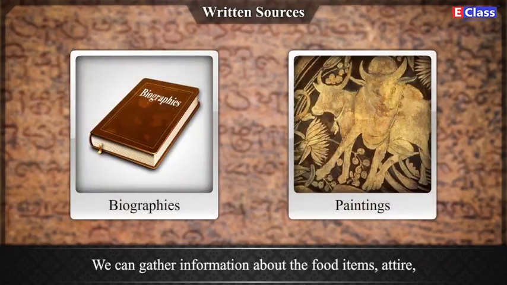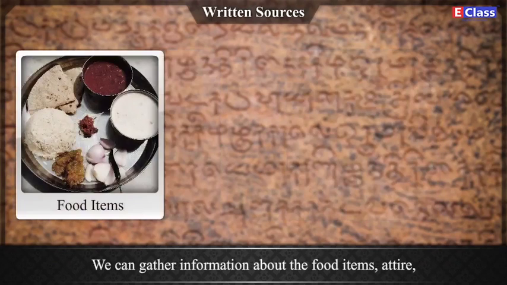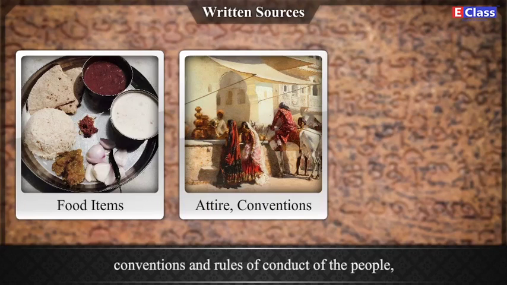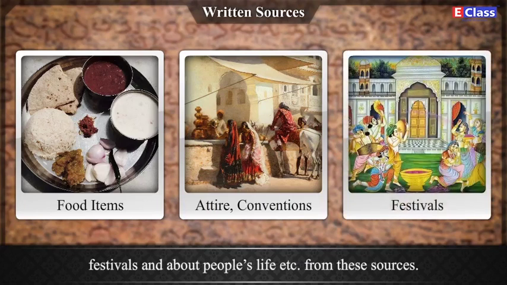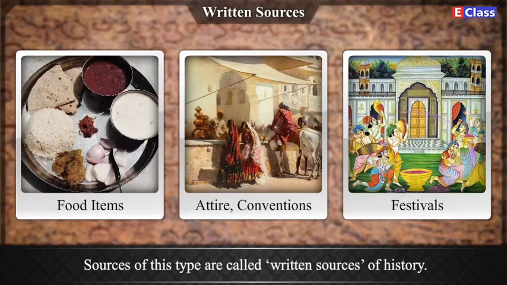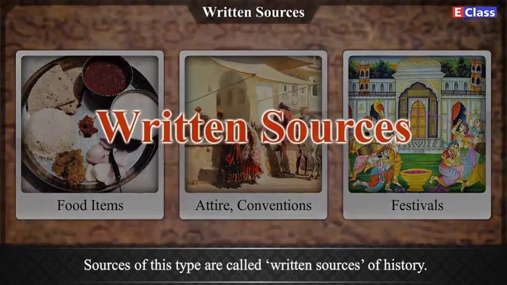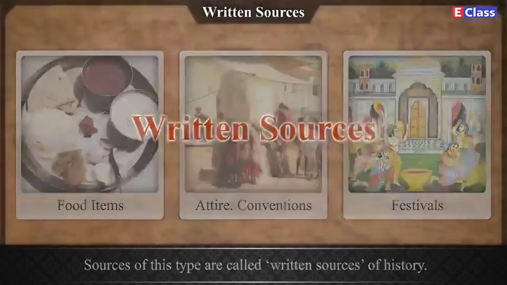We can gather information about the food items, attire, conventions and rules of conduct of the people, festivals and about people's life, etc. from these sources. Sources of this type are called written sources of history.